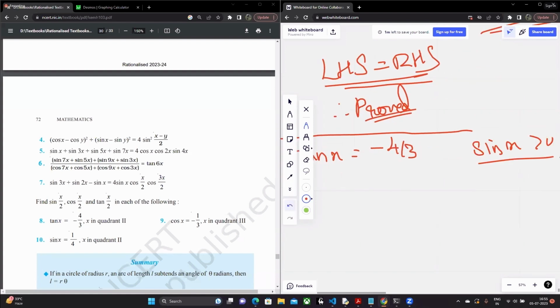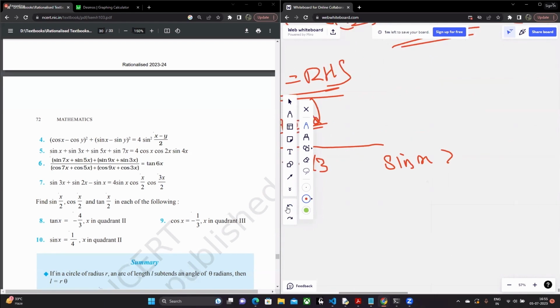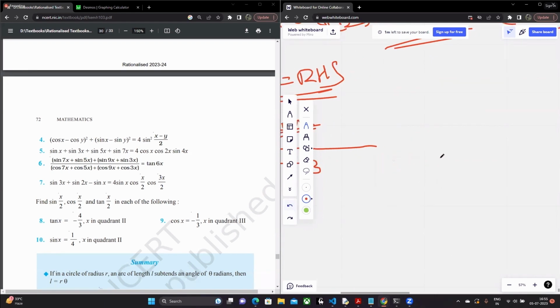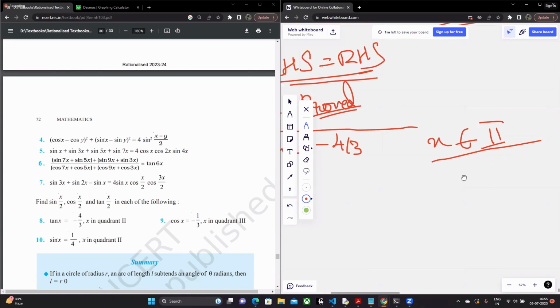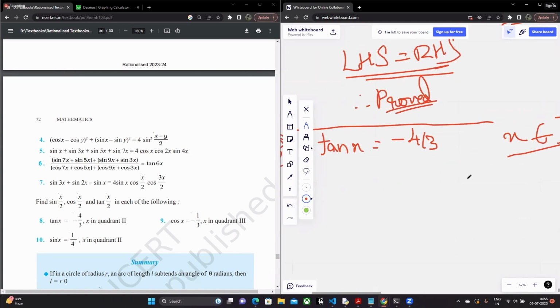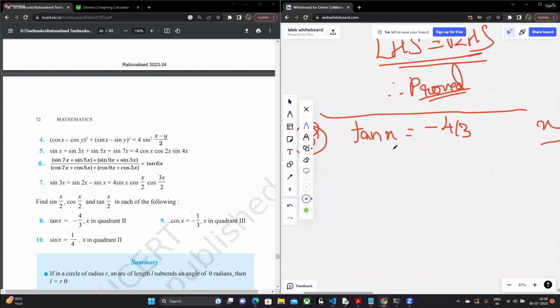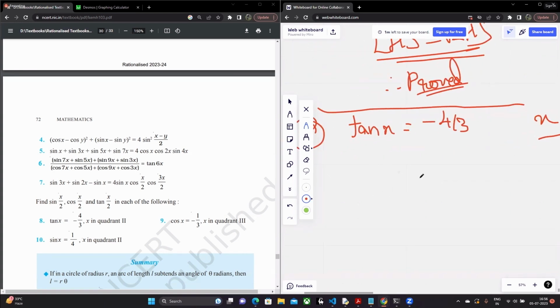Or wait, instead of sin x being positive, I should write this as x belongs to quadrant 2. Why I shouldn't write sin x is positive is because if sin x is positive, that means that x can be in either quadrant 1 or quadrant 2. When taken along with tan x is minus 4 by 3, it means that it's in quadrant 2. But that's generally not the way to do it, because that's very implicit, and you do not want any ambiguities when you are dealing with this. So I write that x is in quadrant 2.